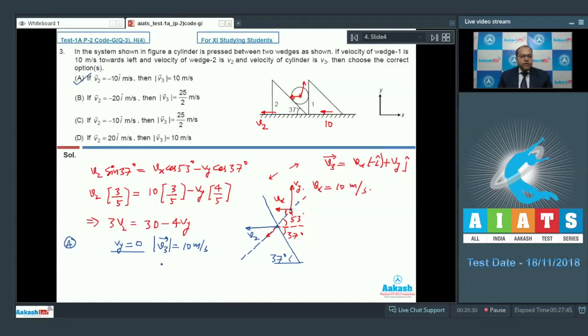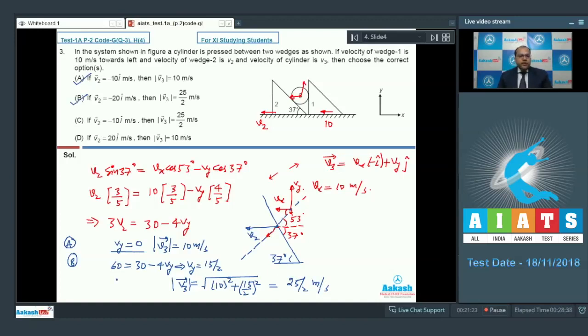Let's check option B. If V2 vector is equal to minus 20 I cap, it means V2 is equal to 20. Then this will give me 60 is equal to 30 minus 4Vy. And from here, the value of Vy comes out to be 15 by 2. So if I find out the velocity V3 at this moment, that is equal to under root 10 square plus 15 by 2 whole square. So if I solve this, it comes out to be 25 by 2 meter per second. So option B is also correct.